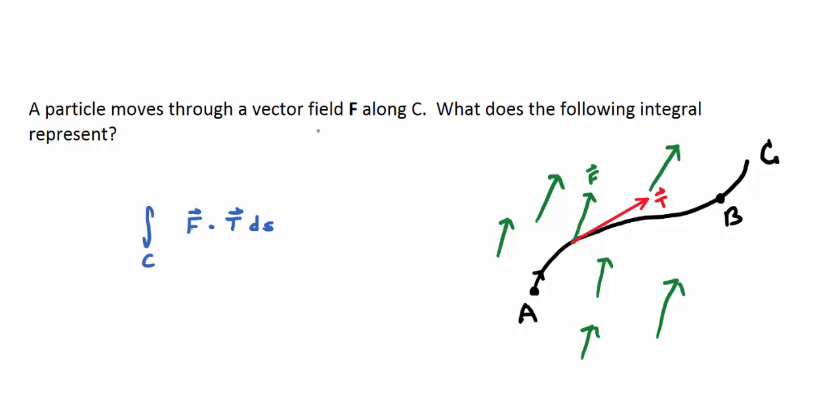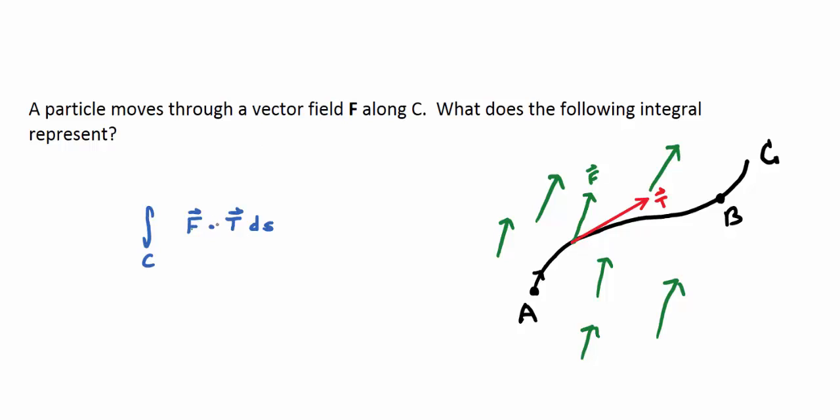Okay, a particle moves through a vector field F along C. What does the following integral represent? We've got the integral over C of F dot T ds. Obviously, it must be some sort of line integral with respect to arc length. But it's actually much more than that because of the dot product in the integral, F dot T.